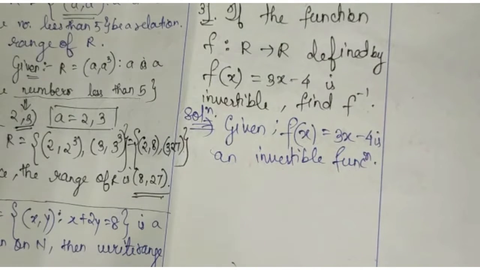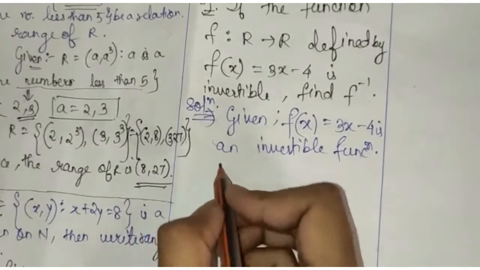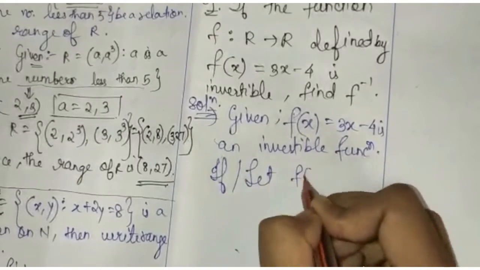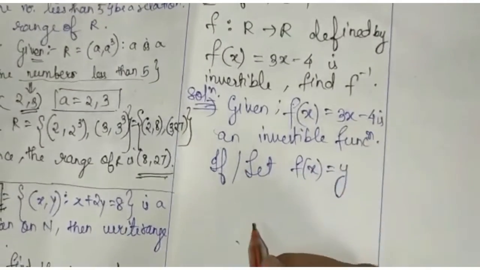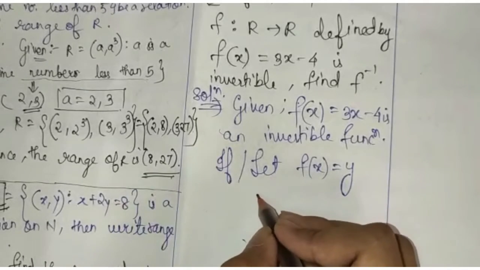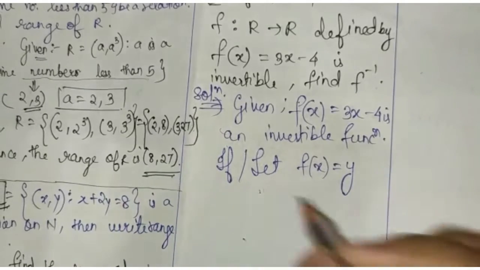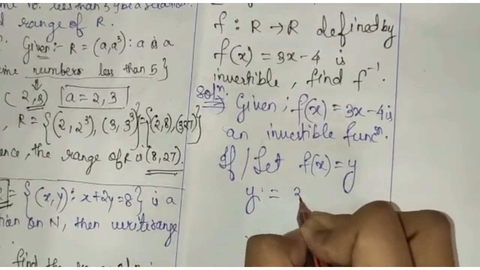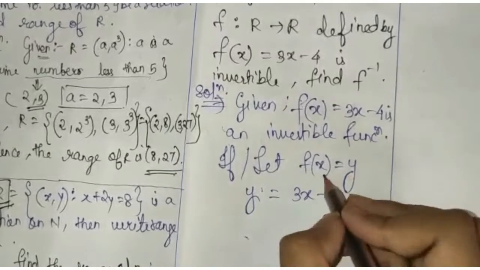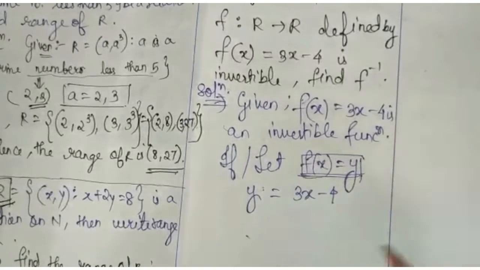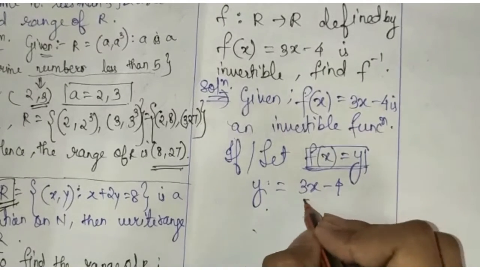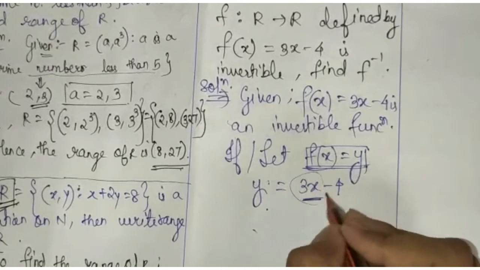That means what you have to do is, your very first step would be to write let f of x is equal to y. Okay, so after writing this, what you're gonna get is y is equal to 3x minus 4, as I've put f of x is equal to y. Now from this I will get the value of x, as it is an invertible function.